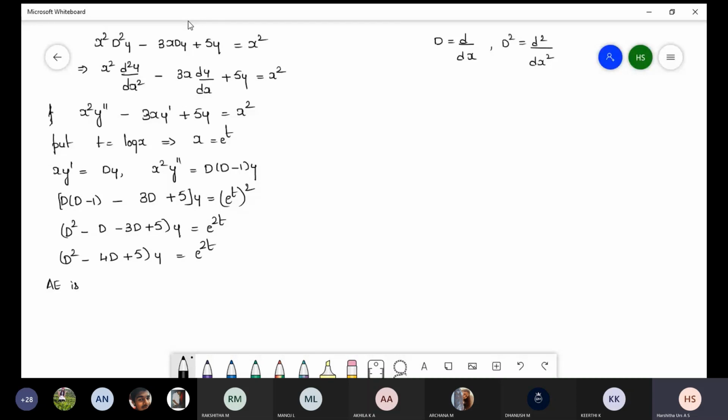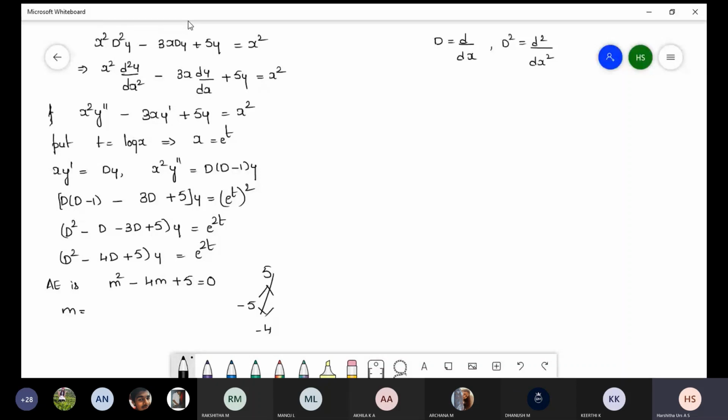Auxiliary equation is m square minus 4m plus 5 is equal to 0. When you multiply, you have to get 5. When you do addition and subtraction, you should get minus 4. So here I will write minus 5. Is it possible to write like this? Minus 5 and minus 1. So here factorization will not work. We have to apply the quadratic equation formula.